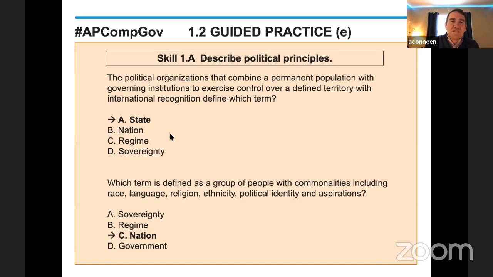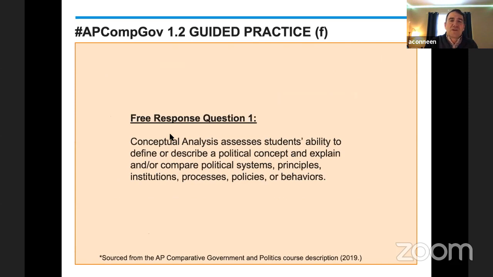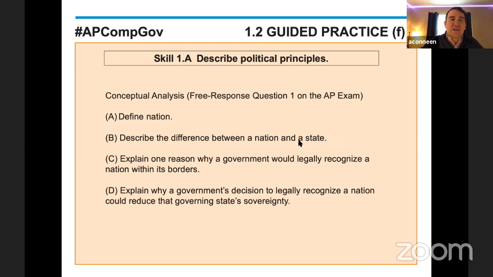We are going to move into a practice free response question. This could be free response question number 1. This is a 4-point rubric. It's called the conceptual analysis question, where we assess your ability to define or describe a political concept and explain or compare political systems, principles, institutions, processes, policies, and behaviors.